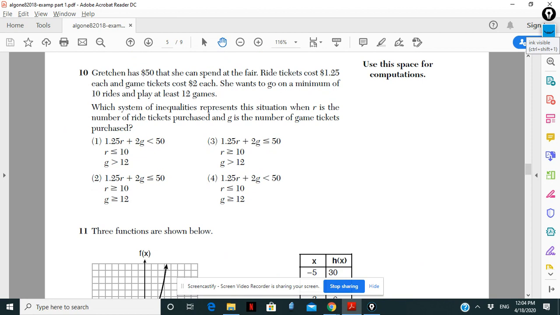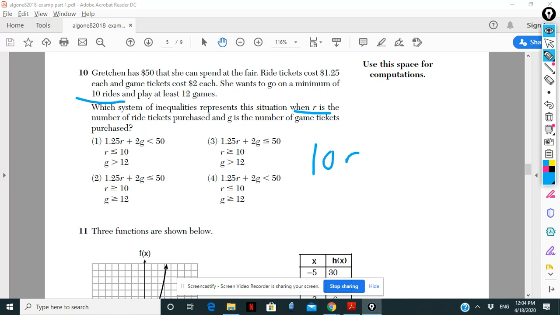Now, Gretchen has $50 that she can spend at the fair. Ride tickets cost $1.25 each, and game tickets cost $2 each. She wants to go on a minimum of 10 rides and play at least 12 games. So now he's giving me that she wants 10 rides. The minimum is 10 rides, and so R, the number of the rides, at minimum should be more than or equal to 10. That's the minimum, and at least.